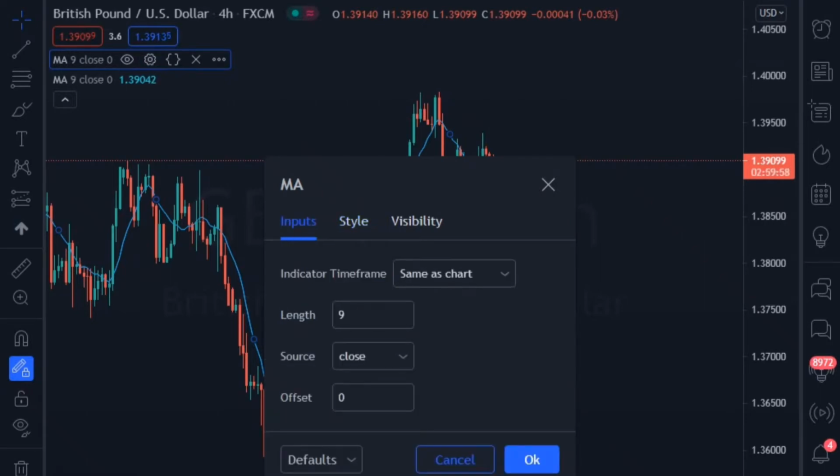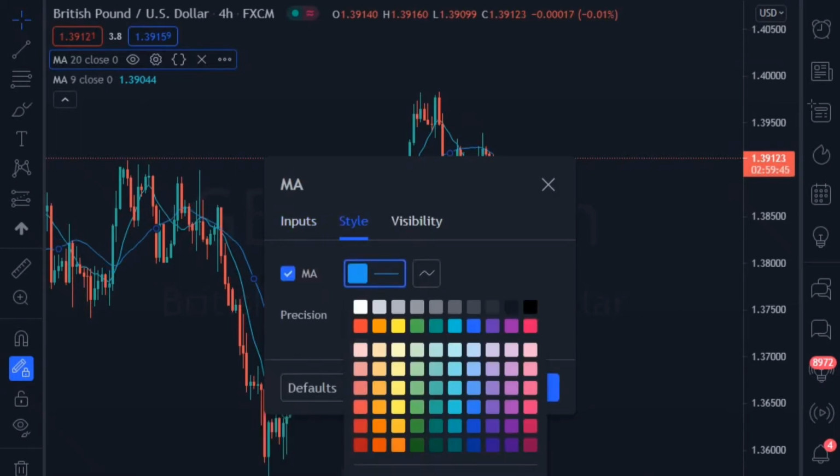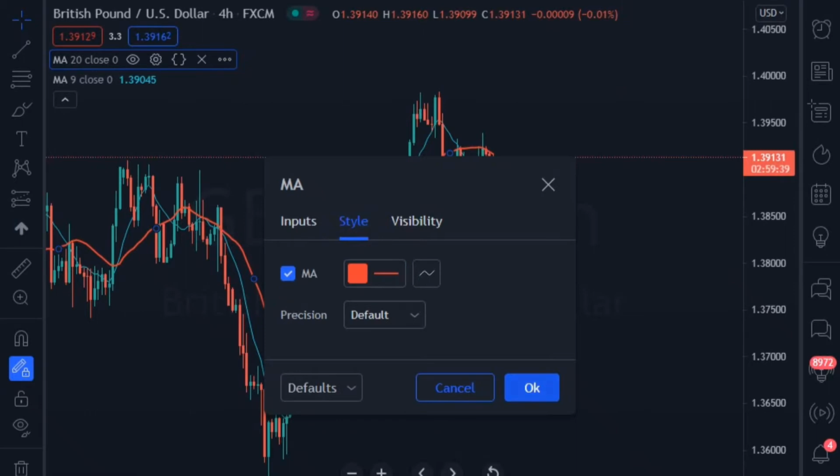So the default setting on Tradingview comes with a 9 ball. You have to change this. The first one has to be 20, so just change it to 20. Okay, then you can change style, make the style red. Make it red, make it a bit more visible for you to see. And yes, we're done with this.